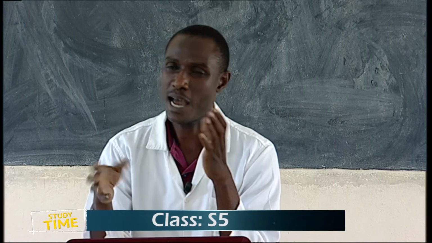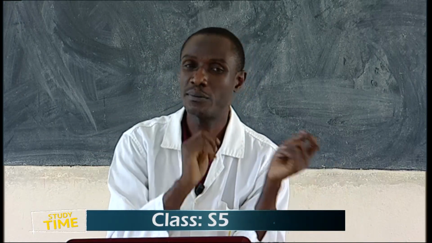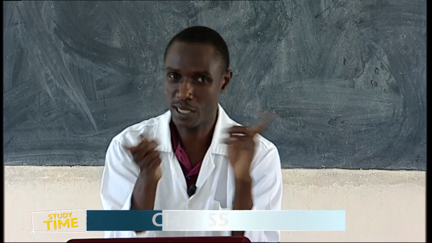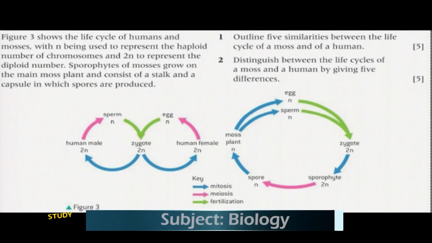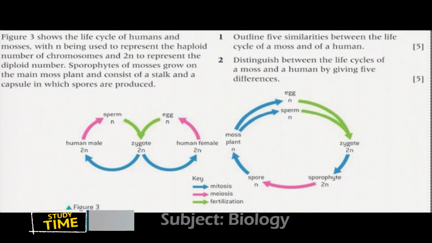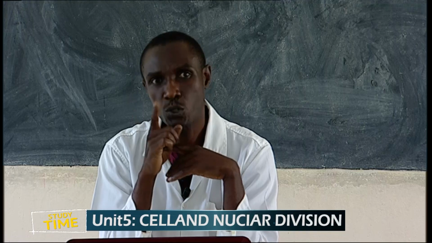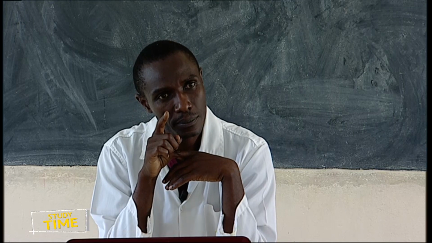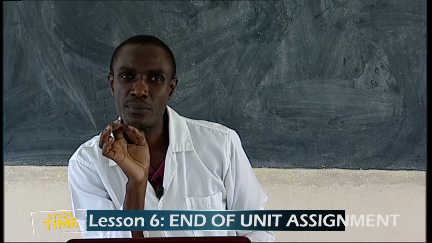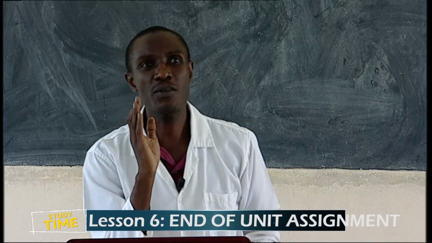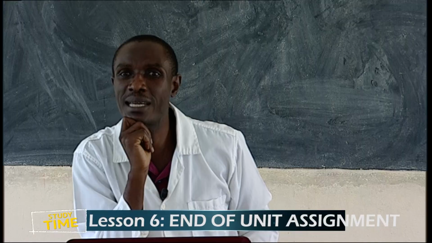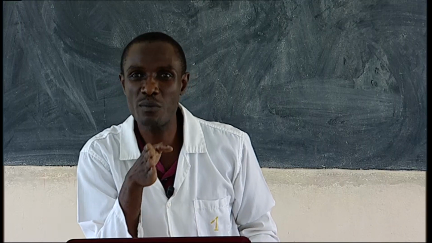Sporophytes of mosses, now, remember your senior 4, remember your diversity, your classification, your senior 1 classification. And the main moss plant consists of a stalk and capsule in which the spores are produced. Oh, spores. How do they form? And now they're asking us to be able to outline the similarities between the life cycle of a moss and of a human.